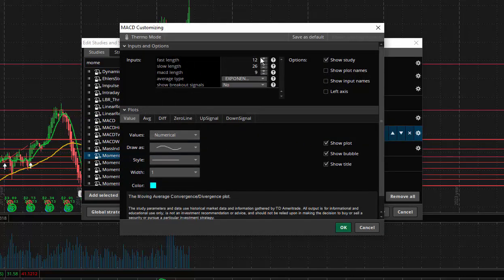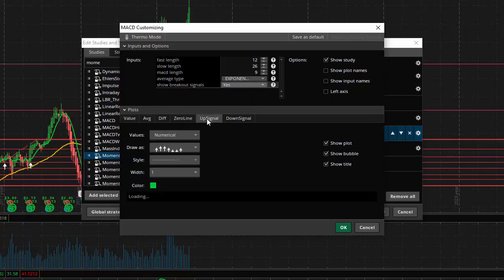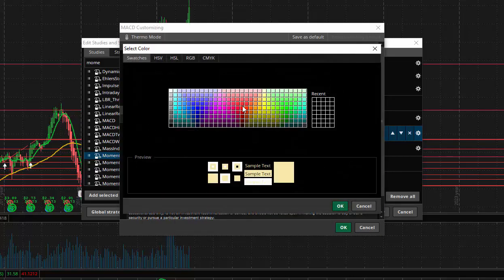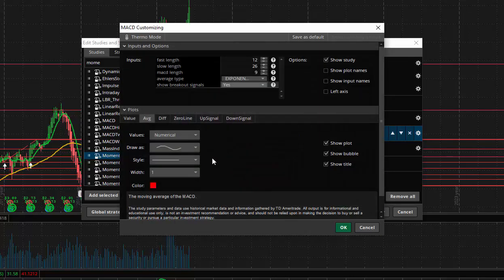We go into settings. We're not changing any of the rules for it. However, we want the show breakout signals. Yes. We want the up signal. I always put it on 2 in bold. We like green. We want the average line to be red here. Remember, we go into the selected one.